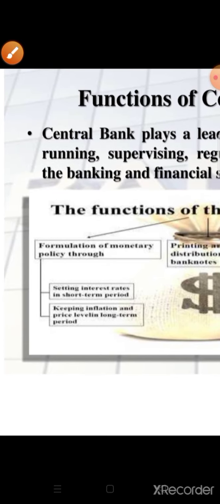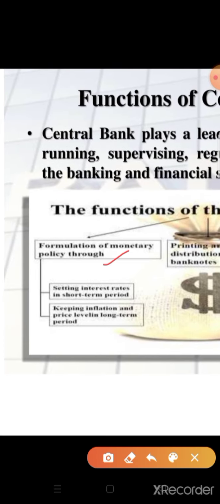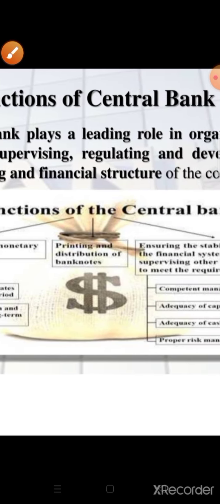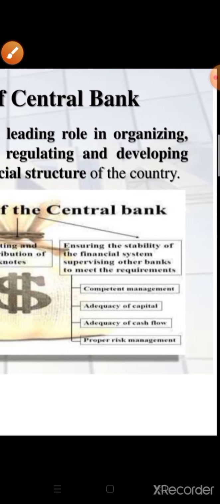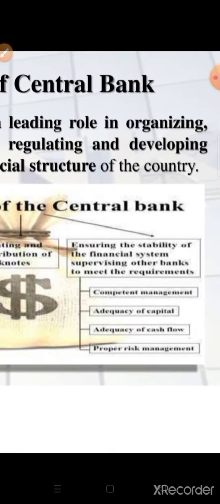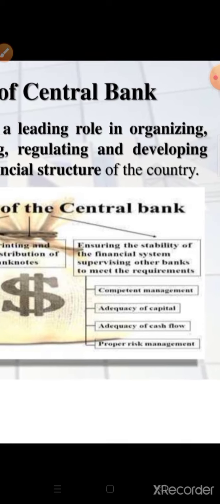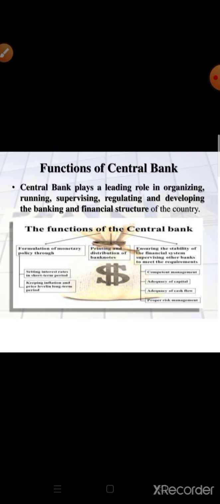Functions of central bank. First, formulation of monetary policy, right? The central bank formulates monetary policy through setting interest rates in the short period and keeping inflation and price levels stable in the long term period. Next, printing and distribution of bank notes, and then ensuring the stability of the financial system, supervising other banks to meet the requirements. And which type of requirements? Competent management, adequacy of capital, adequacy of cash flow and proper risk management. These are the basic functions of our central bank.